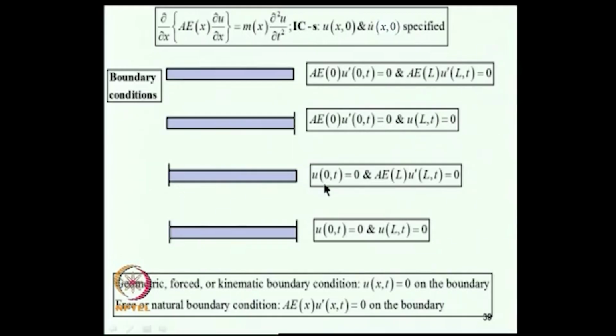Similarly, for this case we get u of 0 comma t is 0 and the axial thrust AE u prime of L comma t is 0. Of course, here the displacements at both ends are specified to be 0. So, these conditions on u we call geometric, forced or kinematic boundary conditions, that is u is 0 on the boundary. Free or natural boundary condition, that is the axial thrust AE of x u prime of x comma t is 0 on the boundary.